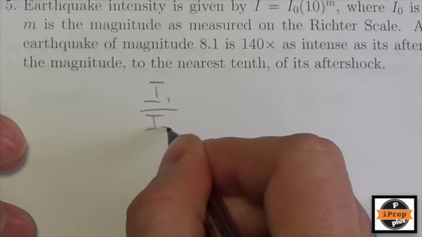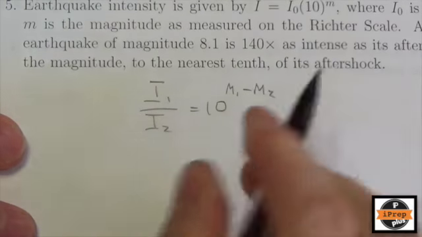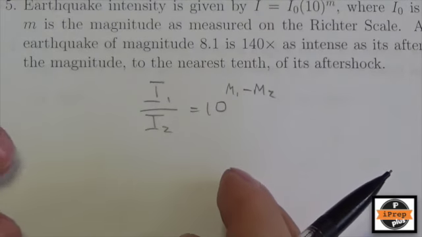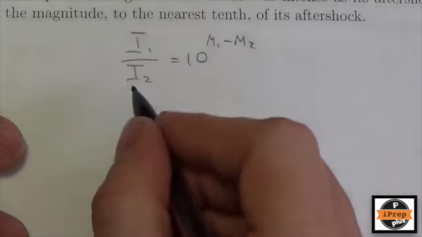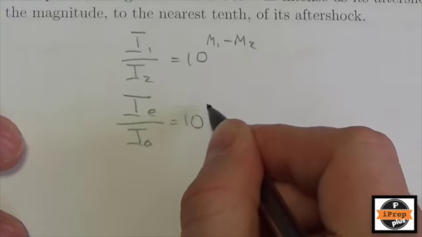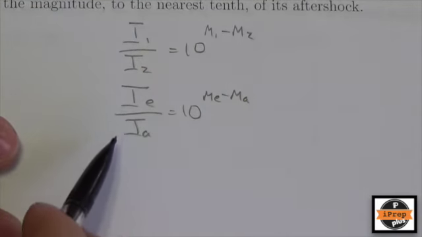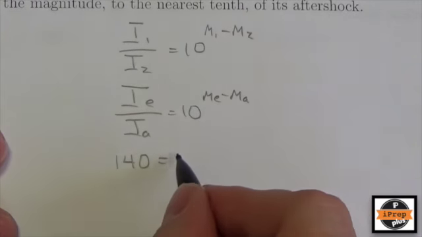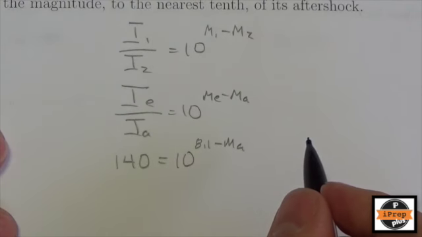Now, like I said before, I think you should be thinking of it in terms of this equation right here, which we talked about how you would build in the previous question, but now let's just jump right to it. We're going to let 1 and 2 be exactly the same as what we did in the previous question: the earthquake and its aftershock. So this will be 10 to the magnitude of the earthquake minus the magnitude of the aftershock. We are told that this ratio here is 140. We are also told that the magnitude of the earthquake was 8.1. What we don't know is the magnitude of the aftershock.